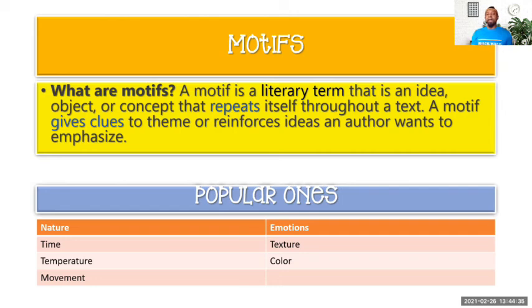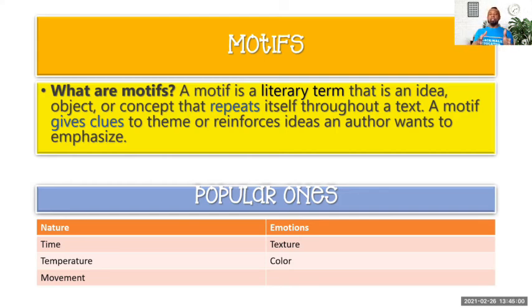But here's some popular ones. Every short story, every poem, for the most part, kind of has these, and there's some others. I didn't want to overdo it with video. It's already 20 minutes and I'm going to have to edit all of this down. But in any case, some popular ones are nature. They pop up a lot. Time, temperature, movement, emotions, texture, color.